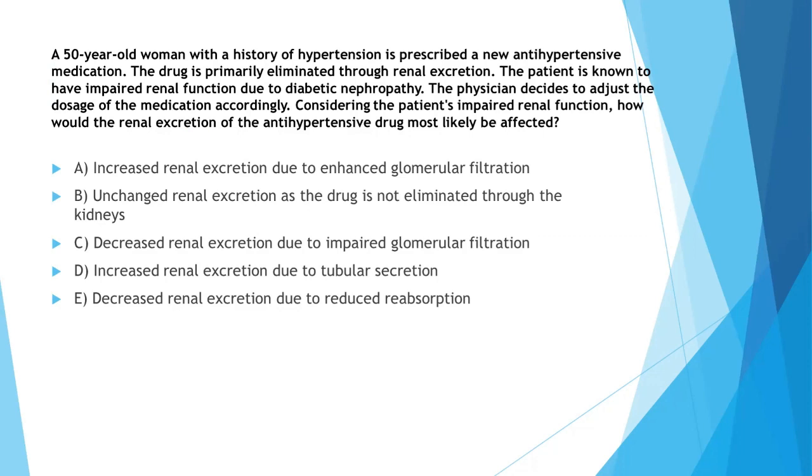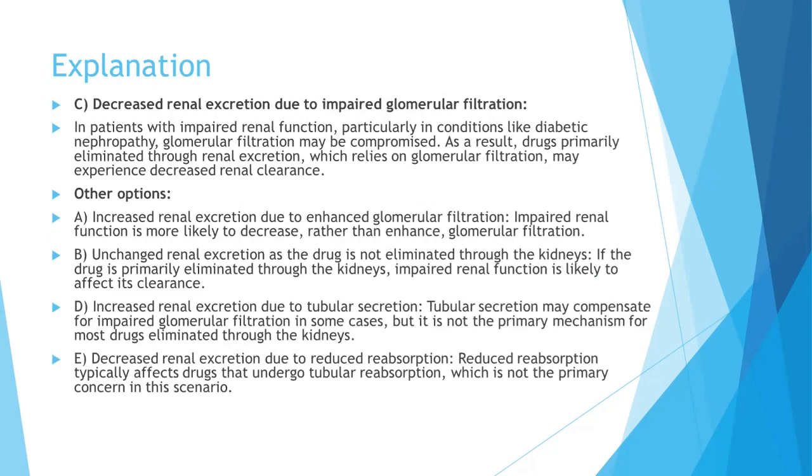A. Increased renal excretion due to enhanced glomerular filtration. B. Unchanged renal excretion as the drug is not eliminated through the kidneys. C. Decreased renal excretion due to impaired glomerular filtration. D. Increased renal excretion due to tubular secretion. E. Decreased renal excretion due to reduced reabsorption. The answer is decreased renal excretion due to impaired glomerular filtration.